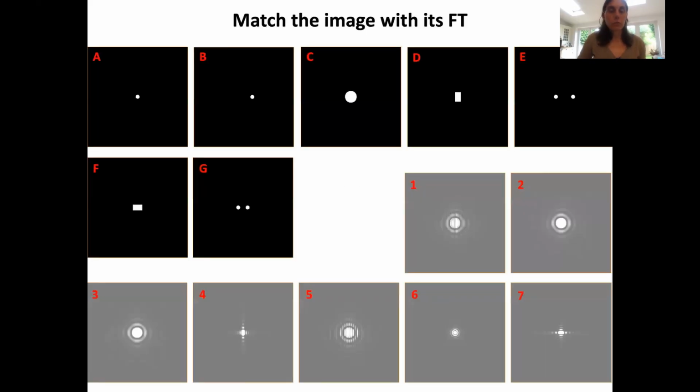So the first one is to match the image with its Fourier transform. You can pause now and work it out, and let's see what you can do.